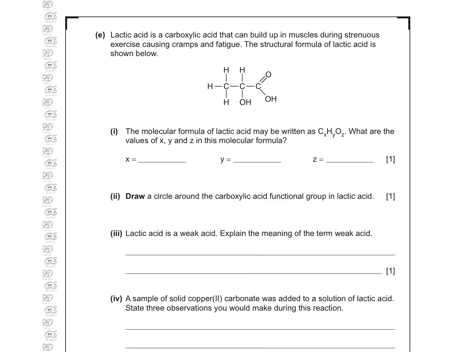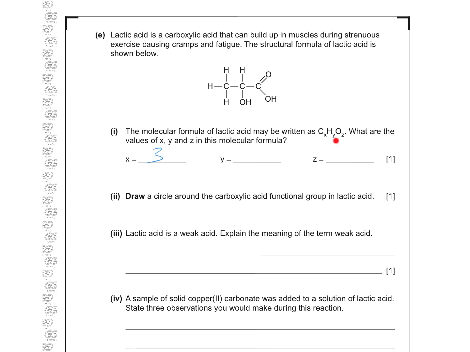Part 1, the molecular formula of lactic acid, which we have here. So you can see it's a carboxylic acid, contains this carboxyl group. It can be written as CXHYOZ. What are the values of X, Y, and Z? Well, you just simply have to count up each of these. Well, X is going to be for the carbons. There are 3 carbons. So just simply put in 3.